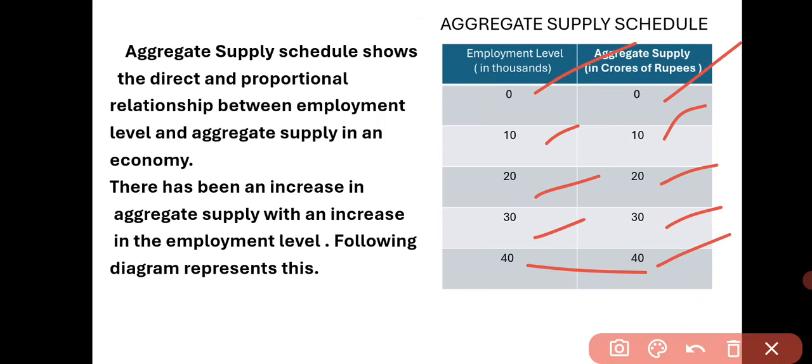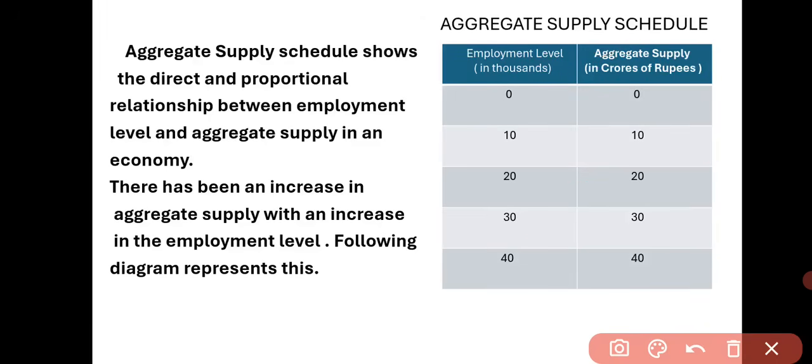Direct relationship means they both go in the same way. Proportional means that to the same proportion, there has been either an increase or decrease in the aggregate supply as per the employment level. So that is shown in this table. Next we will represent this table in a diagram.